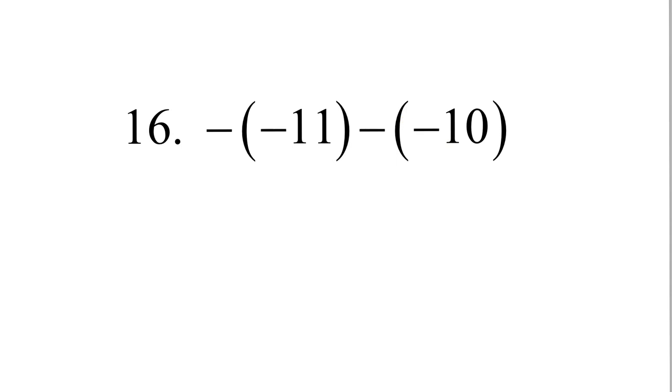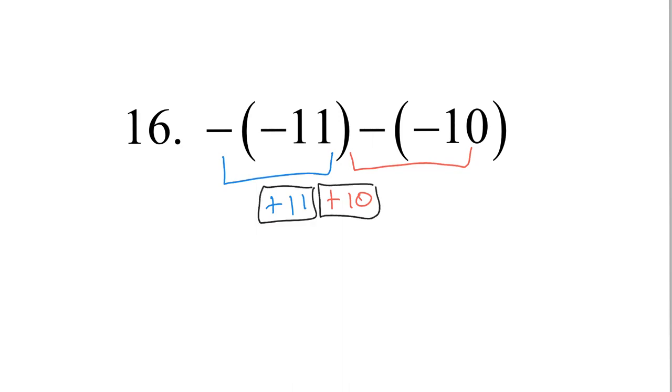So let me just turn this into a positive 11. I'm going to turn all of this right here into a positive 10. If you make the two boxes, positive 11 plus 10, they have the same sign. You add the numbers, 21, and keep the sign of the numbers, positive 21. So my answer is 21.